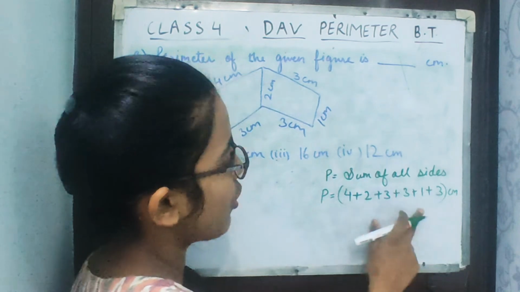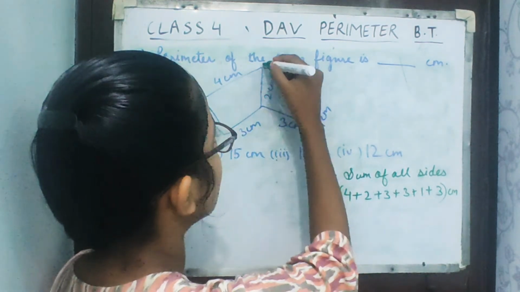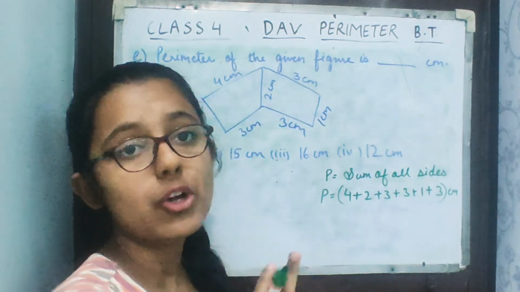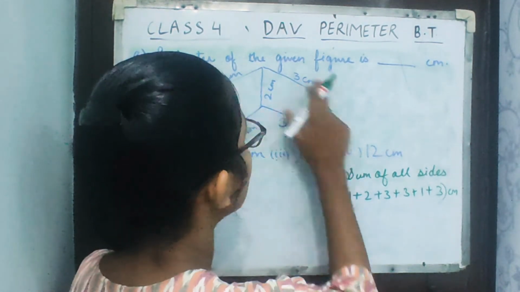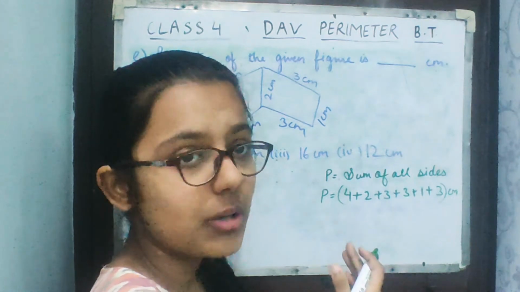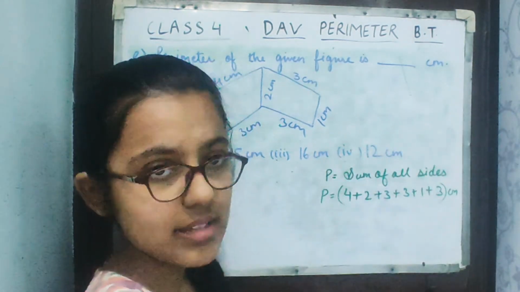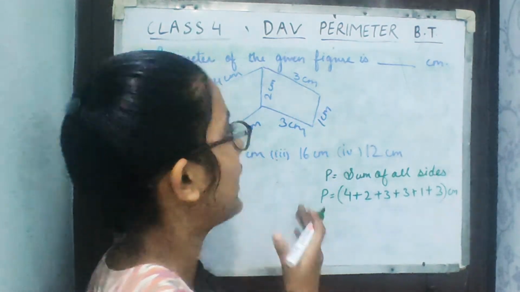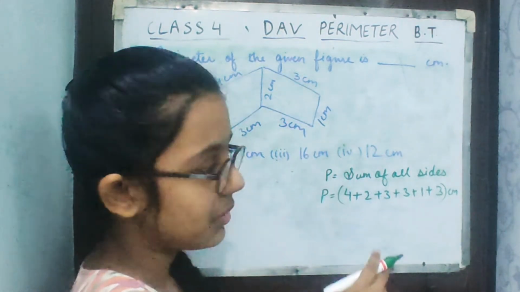Okay. Now if you have noticed one thing, I haven't written this line's unit, that is 2 centimeter. Why? Because perimeter means sum of all the boundary lines, or perimeter means sum of the borders. Yes. But this is the inner one. Yes, this is not the border or the boundary line. So this unit we won't count in our perimeter.